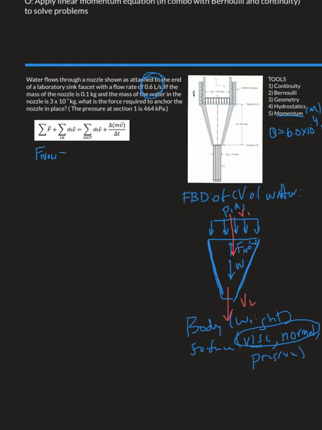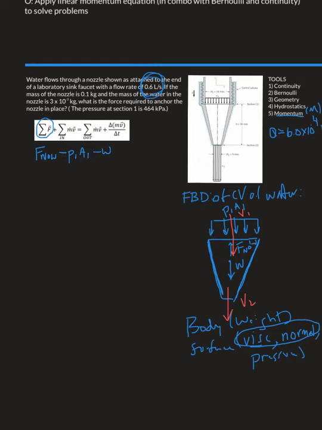Now we're going to subtract P1 A1, and now we're going to subtract the weight. So those are my forces in the Z direction. Notice I'm no longer worried about arrows because I've accounted for that. I've made this all forces in the Z direction.